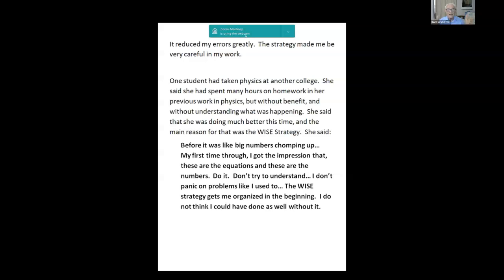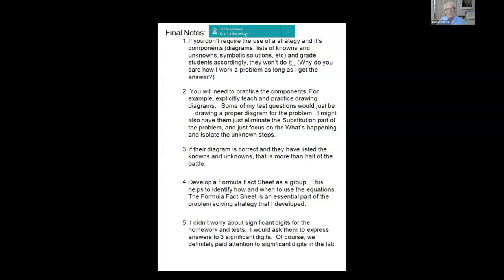My first time through, I got the impression that these are the equations, these are the numbers, do it. Don't try to understand. Wow. All right, final notes. If you don't require the strategy, diagrams, lists of knowns and unknowns, and then grade the students accordingly, they won't do it.